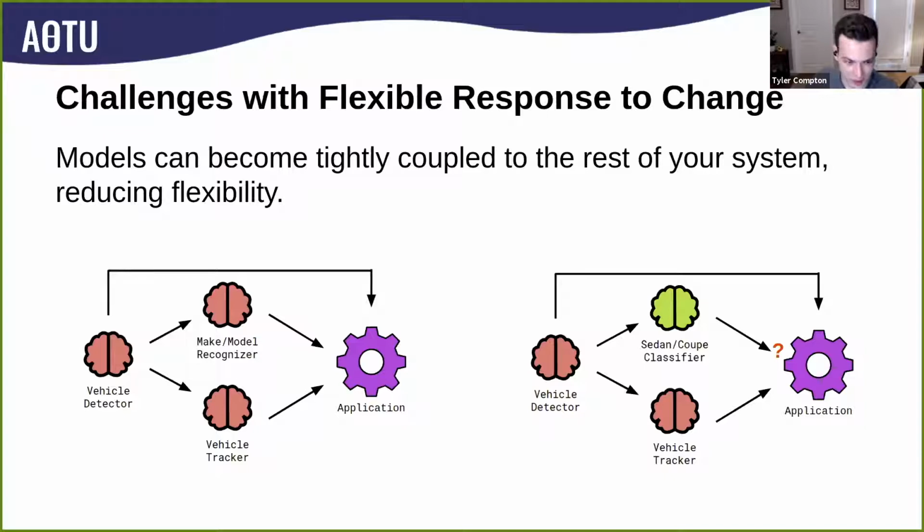So in this example, we've got a vehicle detector and tracker, but also a make and model recognizer. So, it might see a Honda Civic in the image and see it as a Honda Civic. But then we find out, oh, no, actually, all that the customer cares about is whether it's a sedan or a coupe. And that's a great opportunity to optimize your model. You probably need a smaller model for that. And it's probably easier to train too. But you want to be able to just completely take that model out and put a sedan coupe classifier in this example back in, without having cascading effects on the application.